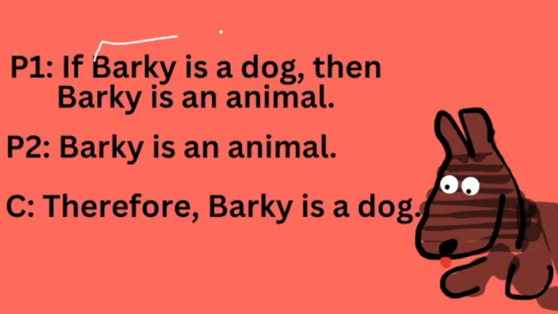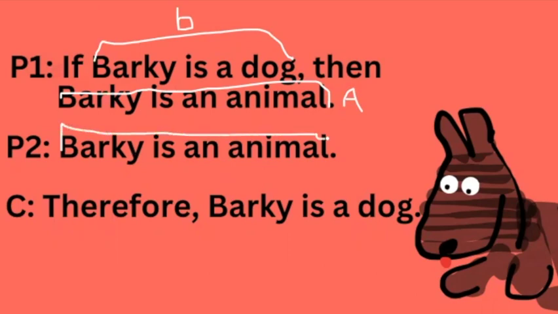So the first thing we're going to do is bracket out, get rid of those simple sentences. So Barky is a dog, let's name that B. And then Barky is an animal, that's the second simple sentence. What comes after the if and before the then, and after the then, we'll name that A. Barky is an animal, we've already named that A, so it's going to stay named A.